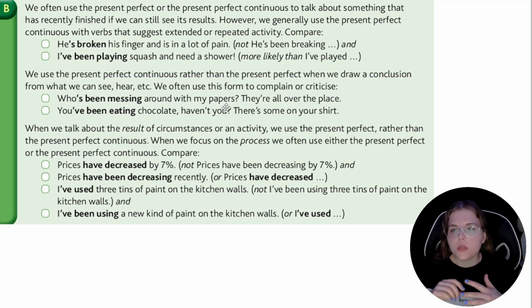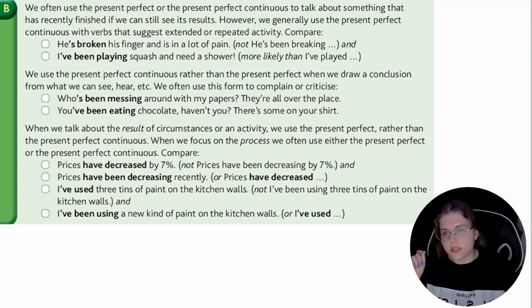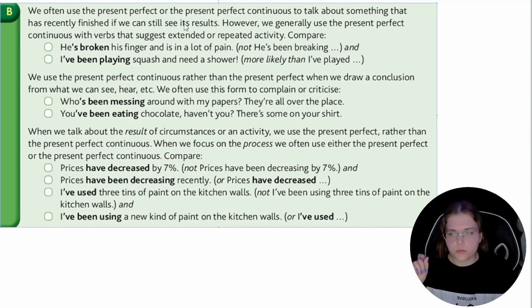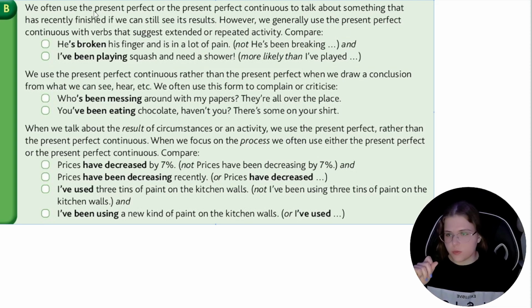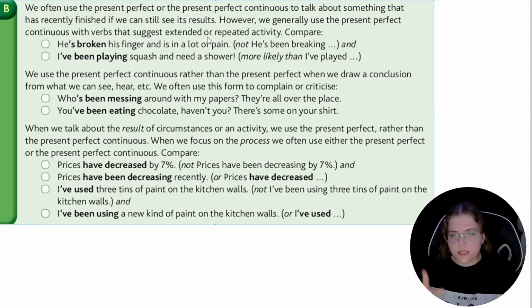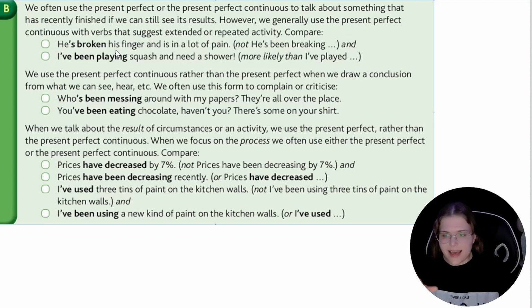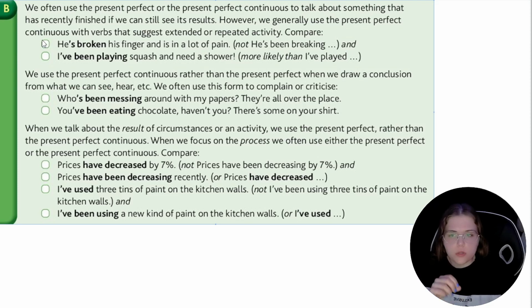Next, we often use the present perfect or the present perfect continuous to talk about something that has recently finished if we can still see its results. I think I have to remind you that always when we talk about perfect, we talk about the result. However, we generally use the present perfect continuous with verbs that suggest extended or repeated activity. For example, he has broken his finger and is in a lot of pain. Not he has been breaking, because here we can't see any duration. We can see only the result of it.